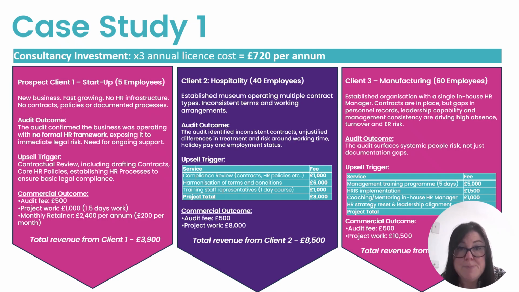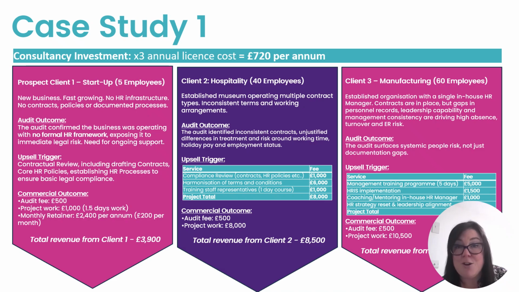We'll move on to client 3. So client 3 is a manufacturing business with around 60 employees. They have a single in-house, standalone HR manager who's got limited HR capability because they've not done HR before, they're not qualified, but it's been a growing business and they've realised that while they've got contracts technically in place, once the audit's done, it quickly showed that documentation alone wasn't the issue. The HR Diagnostics audit surfaced much deeper systemic people risk.